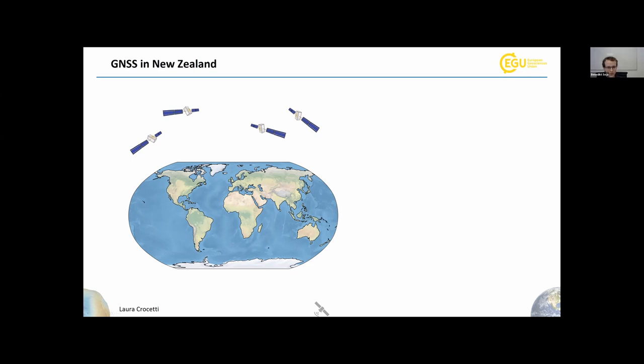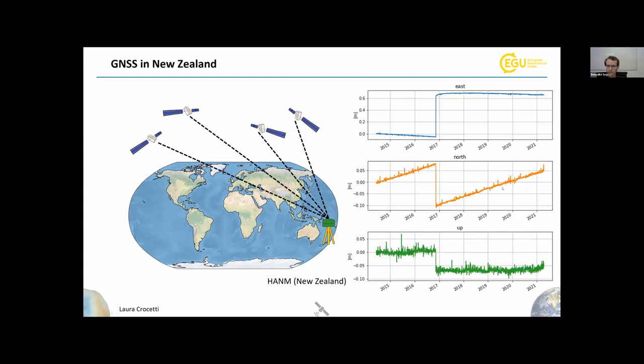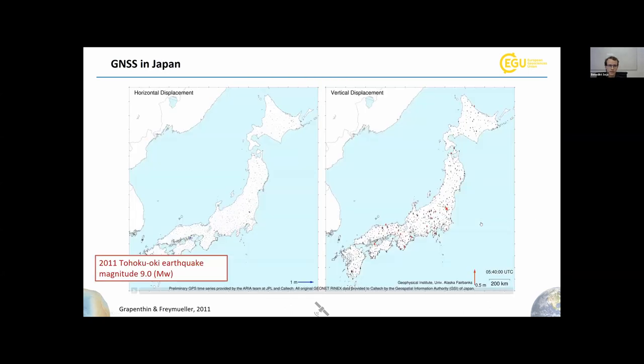Then we can also put a station at another place on the Earth, for example, here in New Zealand, and the time series might look completely different. Here we have another very striking phenomenon, namely a big jump in the time series. This is, in this case, related to a very strong earthquake, which happened in the year 2016, the Kaikoura earthquake of magnitude 7.8, and you can see that the coordinates, primarily the horizontal coordinates, have been affected significantly by offsets of more than half a meter.